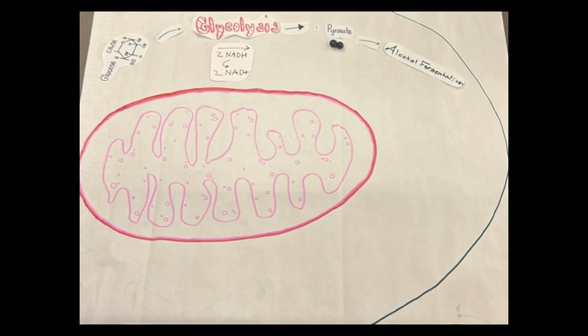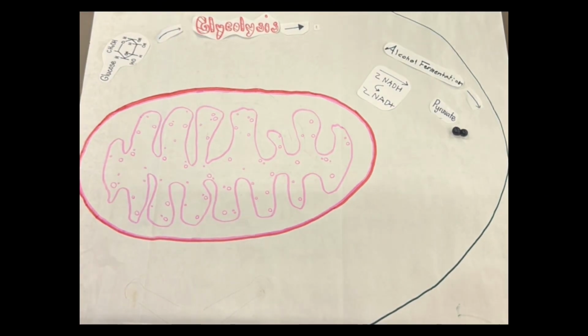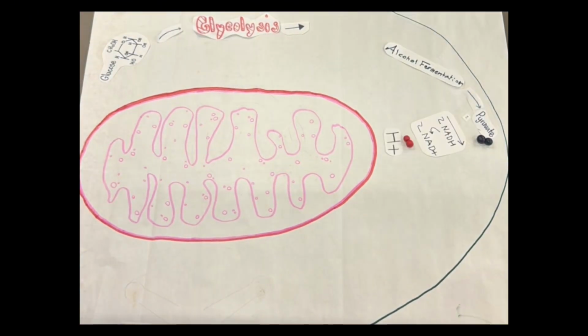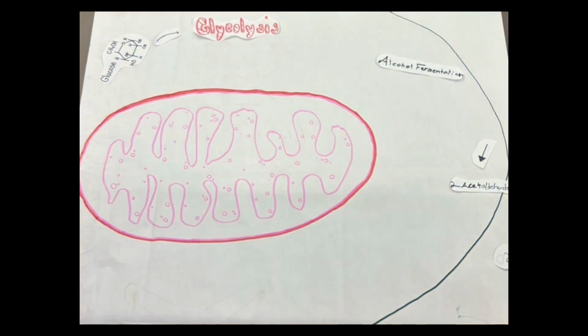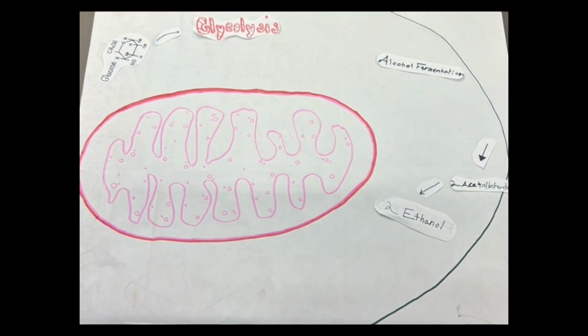Alcohol fermentation starts off with glycolysis, which results in pyruvate. A carboxyl group is removed from each pyruvate, which is released as carbon dioxide. The pyruvate is then converted into acetaldehyde. Then the acetaldehyde is reduced to ethanol by NADH.